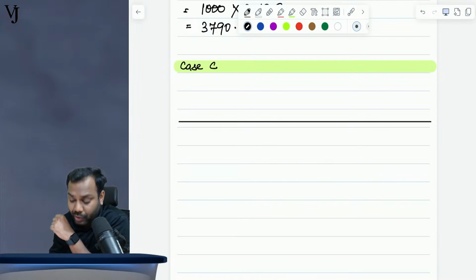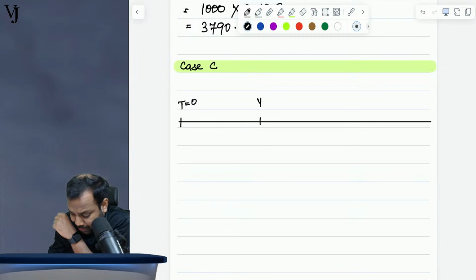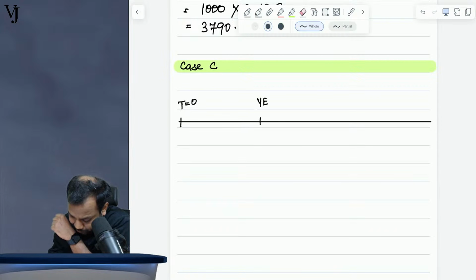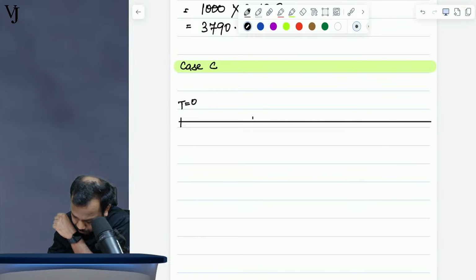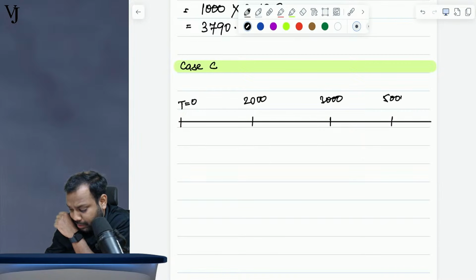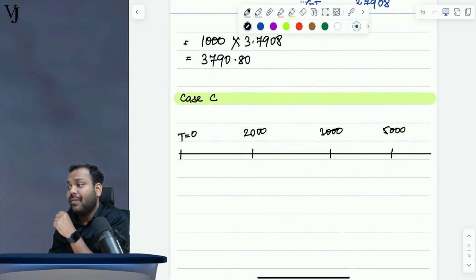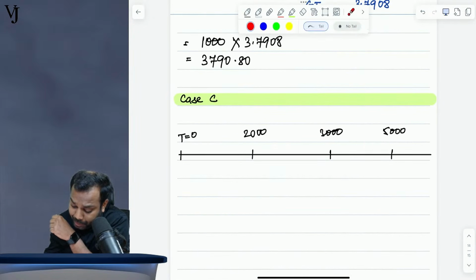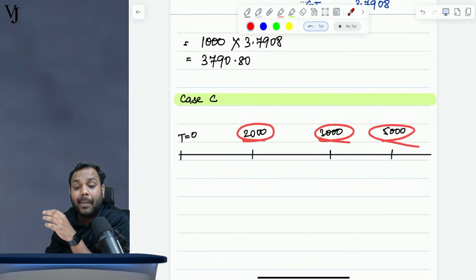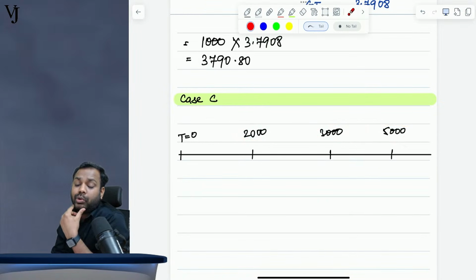Now, under case C, what happens? This is t equals 0. At year end, 1, 2, 3, here you have to pay 2000, 3000, 5000. Now tell me, can we apply the same principle here? No. Why? Because the amounts are not the same. Amounts are different.